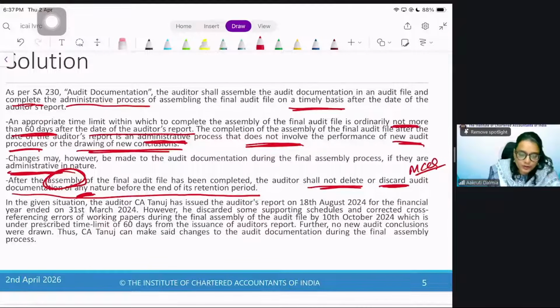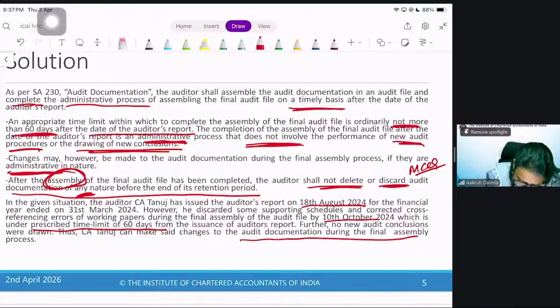In the given situation, the auditor of CA Tanuj has issued the audit report on 18th August for the financial year ended on 31st March 2024. However, he discarded some supporting schedules, corrected references, etc. by 10th October, which is within the prescribed time limit of 60 days. Further, no new audit conclusions were drawn. CA Tanuj can make the said changes to the audit documentation during the final assembly process.